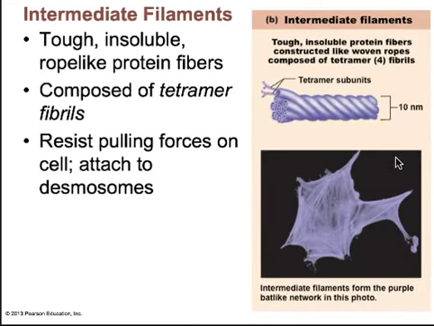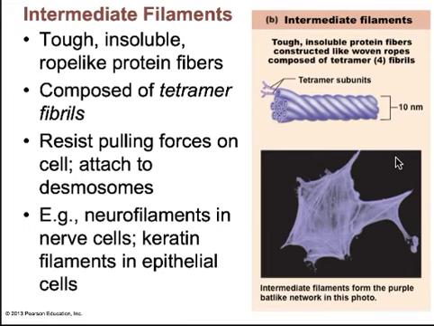The intermediate filaments are made up of protein tetramer fibrils that resist pulling force on the cell and attach to cell junctions called desmosomes and hemidesmosomes. And we see these as neurofilaments in nerve cells, as keratin filaments in epithelial cells, and as a variety of supporting structures in other cell types. Okay, so you could think of this as sort of a framework cytoskeletal element.